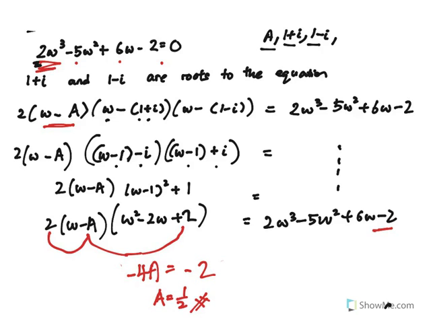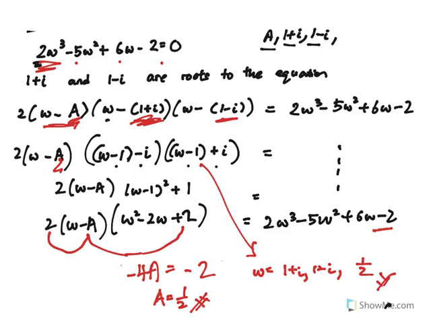With that, you can see that our solutions are w equals 1 plus i, 1 minus i, and a half. So we have 3 solutions, and that's our solution for this. We have solved the equation in part 2.